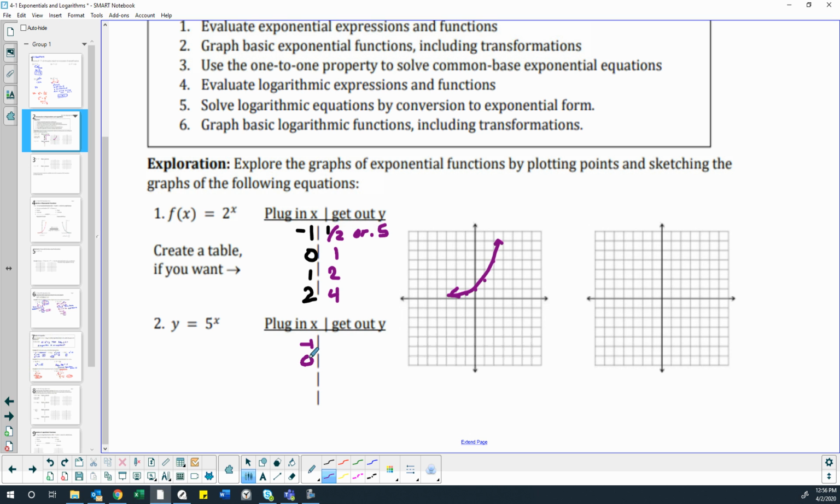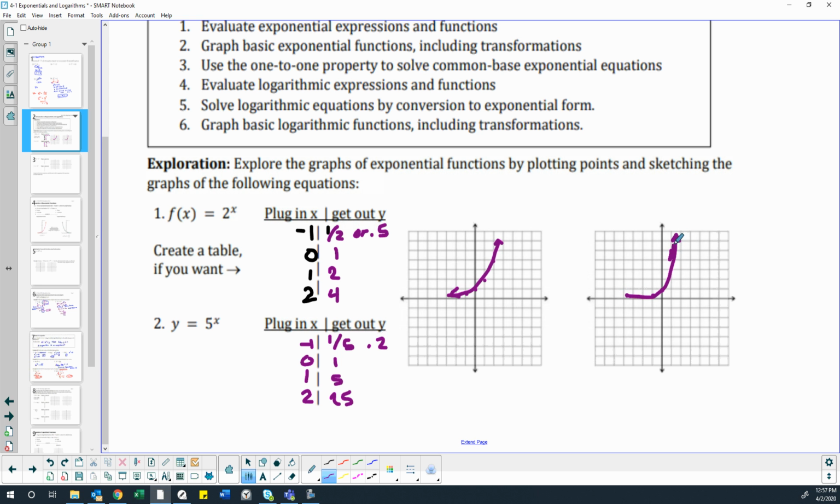So again, I'm going to throw in my same numbers, but use 5 as the base. So 5 to the negative 1 means 1/5, which is 0.2. 5 to the 0 is 1, because anything to the 0 power is 1. 5 to the 1 is 5, and then 5 squared is 25. We're not even going to be able to fit that number on our graph. So negative 1 is at 1/5, 0 is at 1, 1 is at 5, and I can't fit the other one on my graph. So just here it is.